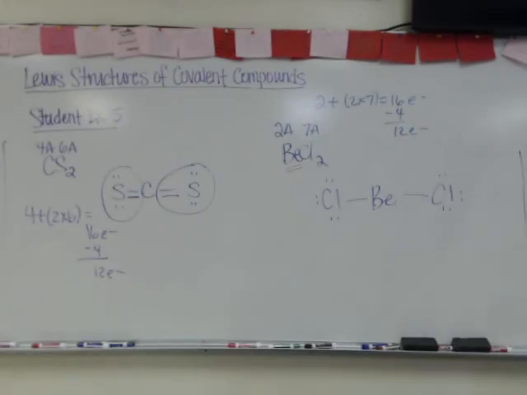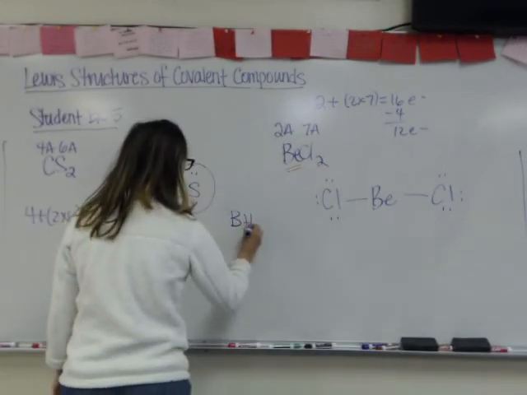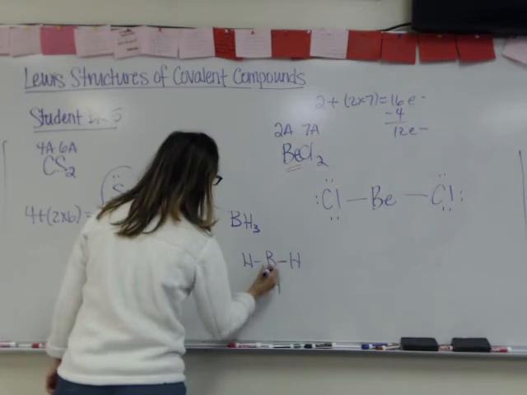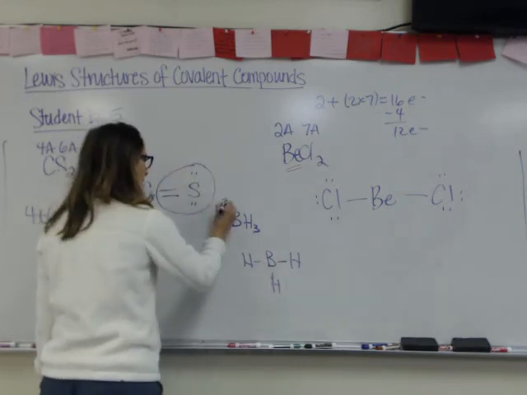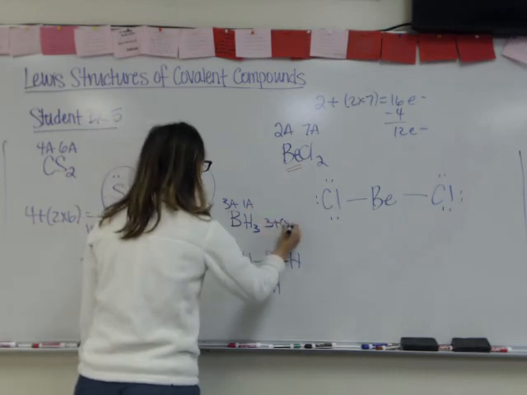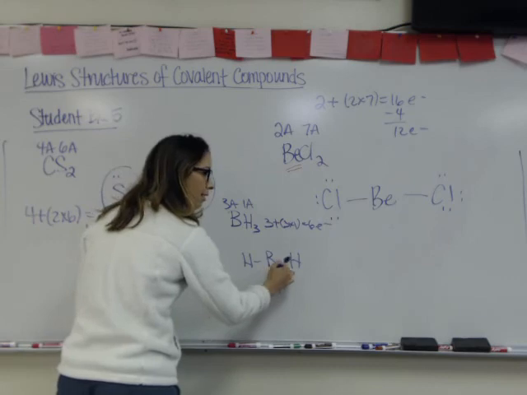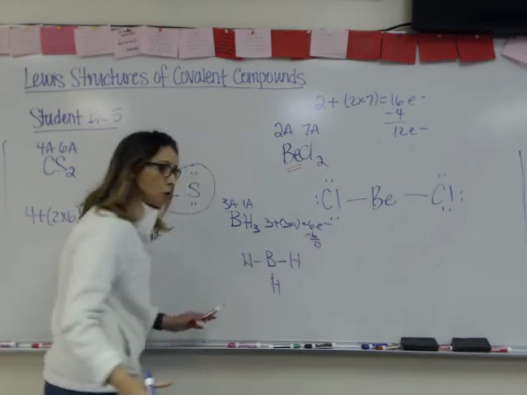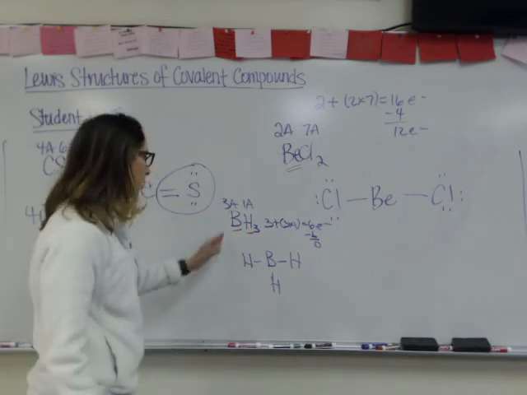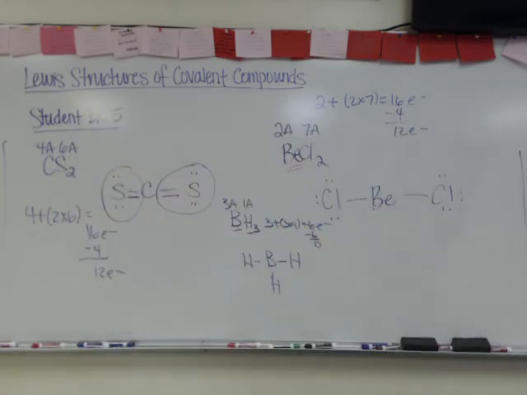Okay? Then you have BH3. Boron in the middle, surround it with your hydrogens, connect it with single bonds. Boron is in group 3A, hydrogen is in 1A. 3 plus 3 times 1, you have 6 electrons to work with. Didn't I already draw in 6? I don't have any more. Boron and hydrogen are exceptions to the octet rule. Boron only wants 3 single bonds on itself at any time, therefore we are done.